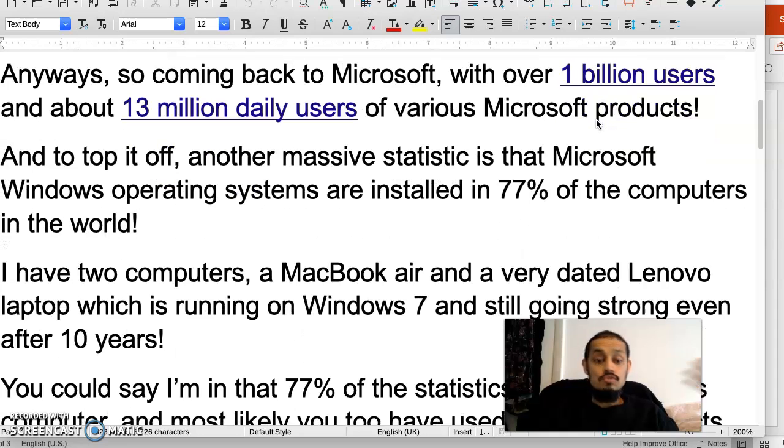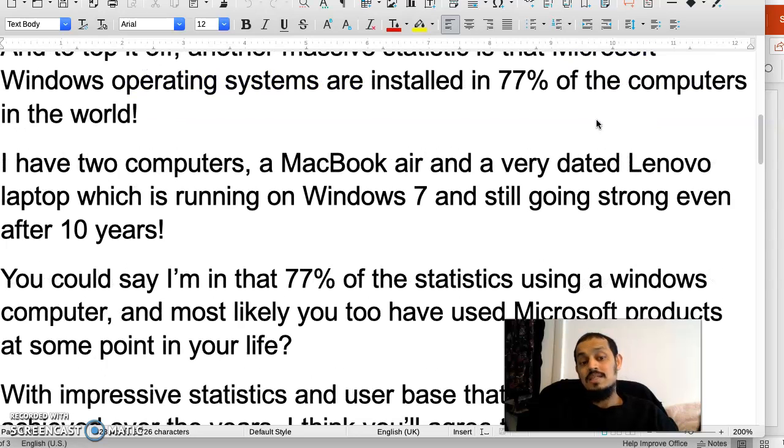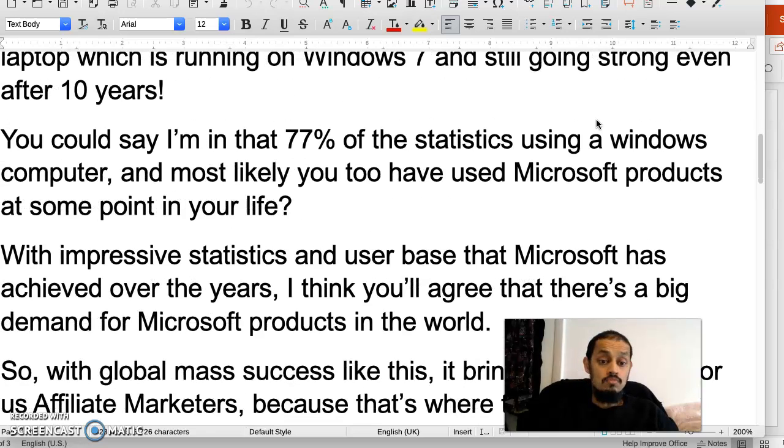So I have two computers myself, a MacBook Air laptop, and a very dated Lenovo laptop, which is still running on Windows 7 and going very strong after 10 years as well. So you could say that I'm in the 77% of the statistics using a Windows computer. And most likely you too have used some Microsoft products at some point in your life, probably are right now.